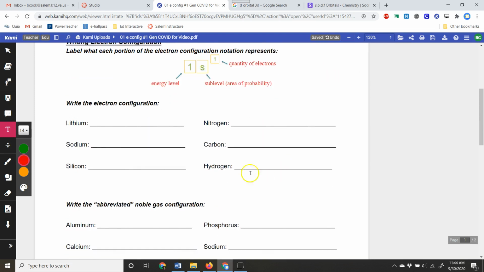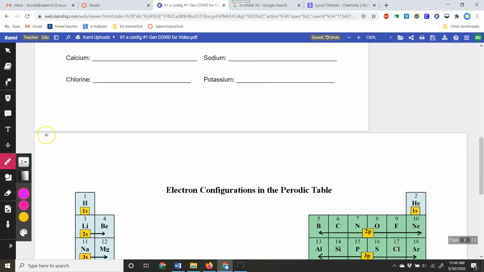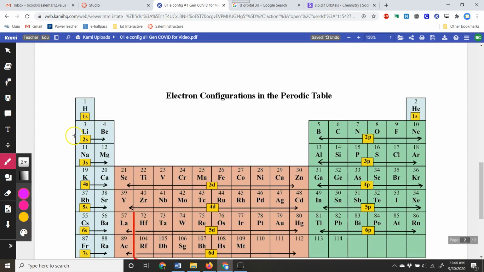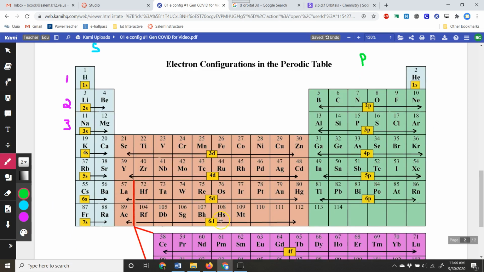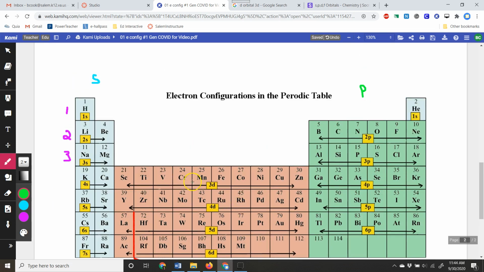So let's go ahead and do some examples. The first example we have is lithium. What we're going to do is look at lithium on the periodic table. Lithium is in the second row. Remember, the first thing that we do is look at the row number to tell us the energy level. We also look at the block or area of the periodic table that the electron is in. On this periodic table, the blue area represents the S area of probability, and the green area represents the P area of probability. And then of course we have the D and the F areas of probability also, but we spend the majority of our time looking at S and P. So that was just a little review.